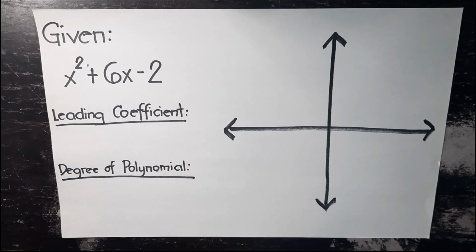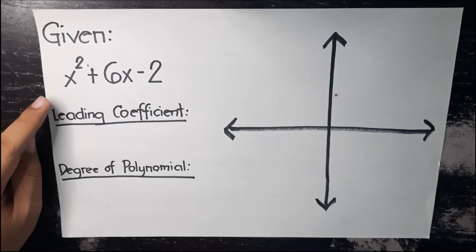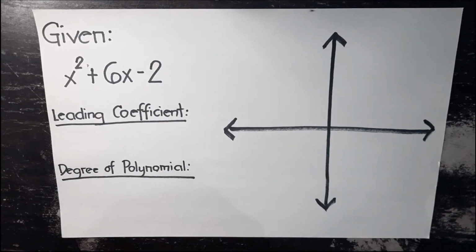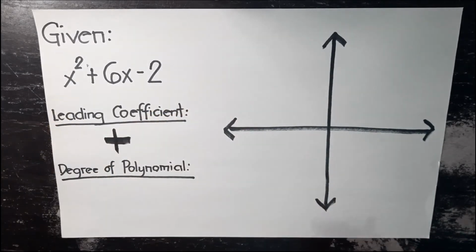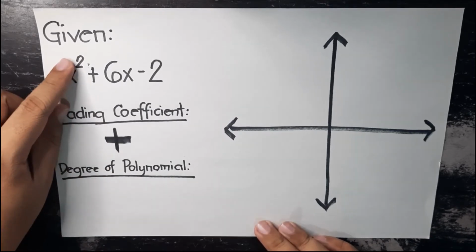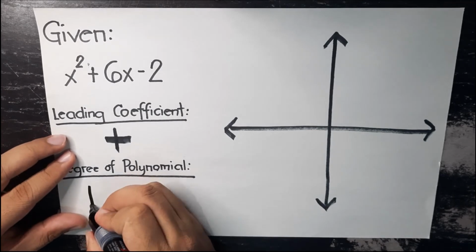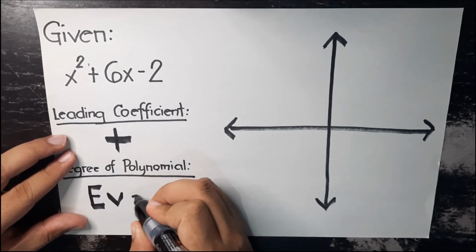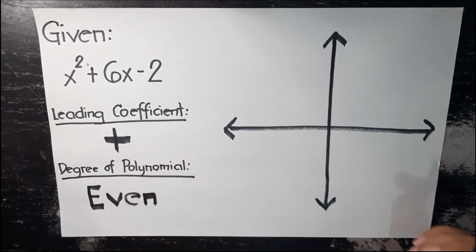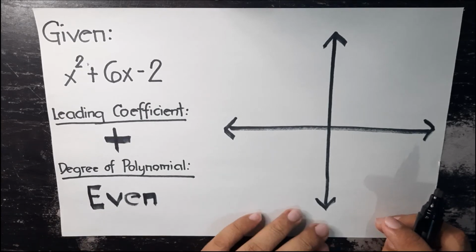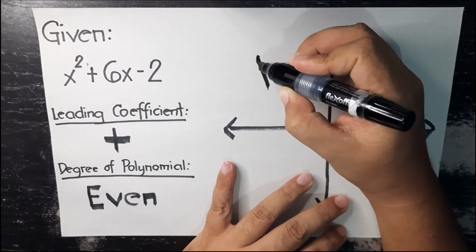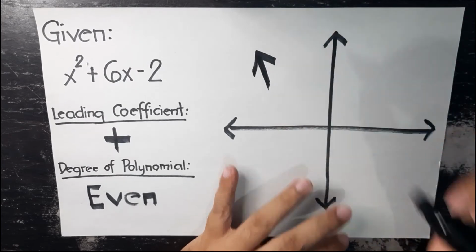Based on the given polynomial x squared plus 6x minus 2, the leading coefficient is 1, which is a positive number. So for the leading coefficient, positive. That is one of our conditions for this first condition. The degree of the polynomial is 2, which is an even number. So if the leading coefficient is positive and the degree of the polynomial is even, the direction of the hands is rising up. This will serve as your guide.